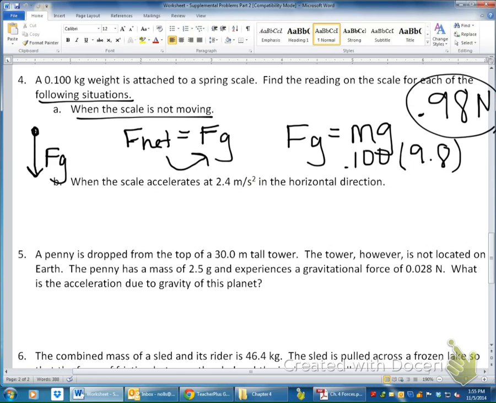What would the scale read now when it's accelerating 2.4 meters per second squared in the horizontal direction? What if I go like this? How come on the last one there's not like tension?